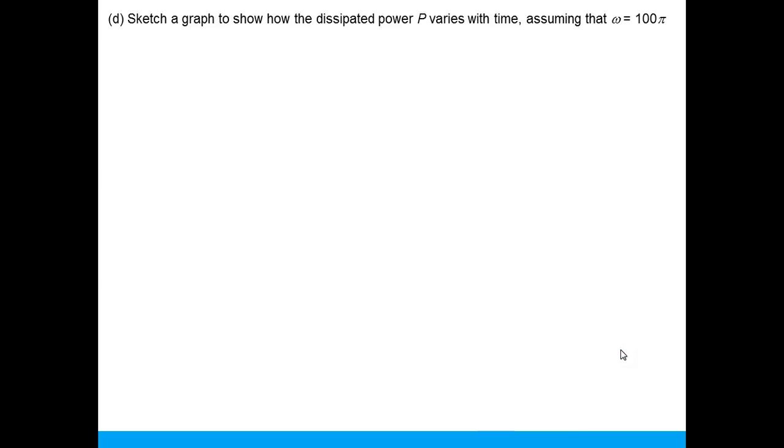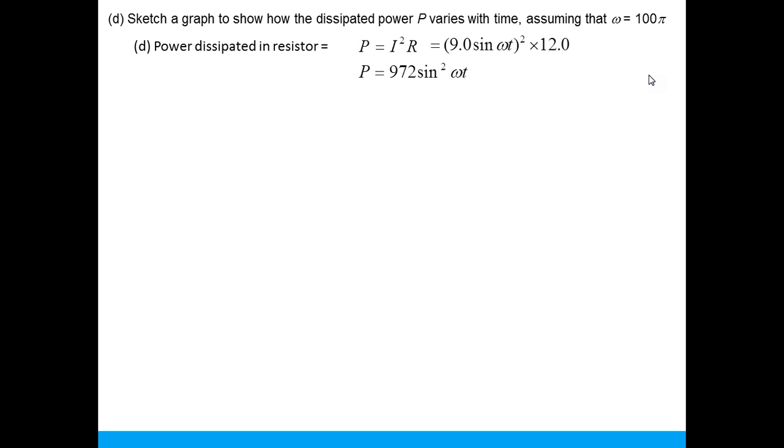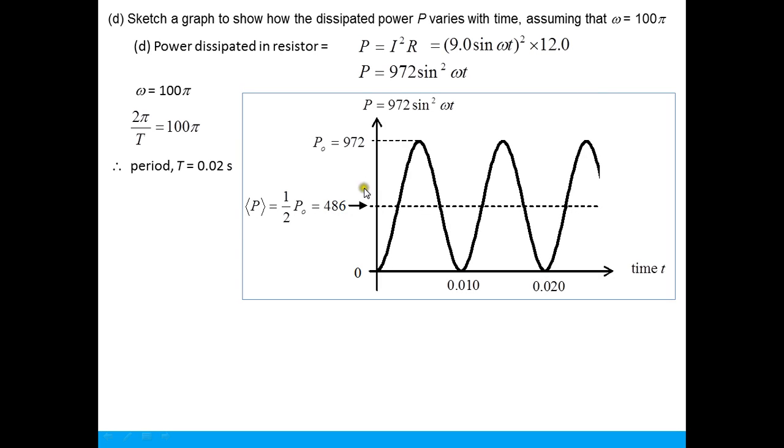Now, sketch a graph to show how the power varies with time, assuming that omega equals 100 pi. The power dissipated in the resistor is given by this formula. It simply reduces to 972, the peak value, times sine squared omega t. To plot sine squared omega t, you could just simply key it in your calculator to graph it. Or if you remember what I've taught you before in curve manipulation, you can plot this graph.